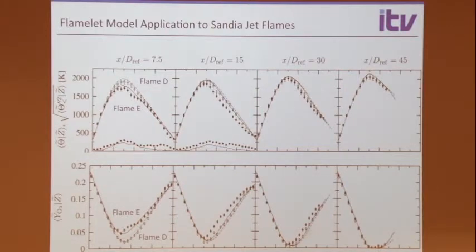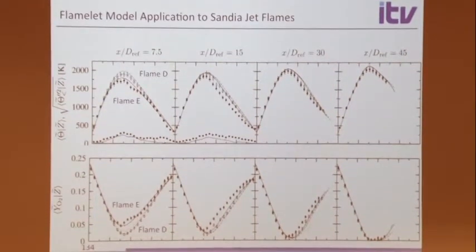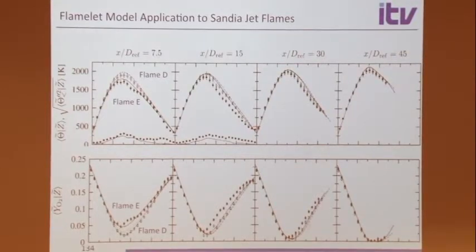This here is a flame. Now let me see what this is. So this here is close to the nozzle, downstream and further downstream. And then here, this is the temperature, and just look at the upper lines here. You have flame D as the upper lines and symbols, and then flame E, the one with the higher Reynolds number, lower Damköhler number, that would be the lower lines and symbols.